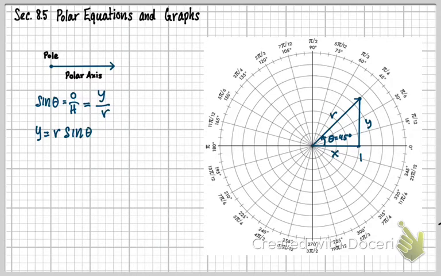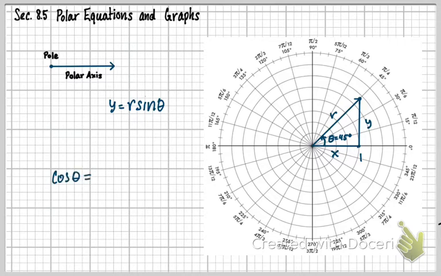Now similarly, I can just do the other trig function too, the cosine function. So I could say the cosine of theta equals adjacent over hypotenuse, and that would equal x over r. And again, there's my adjacent side, there's my hypotenuse. So then if I solve for x, I would get x equals r cosine theta. So with these two equations, I can convert from polar to rectangular.